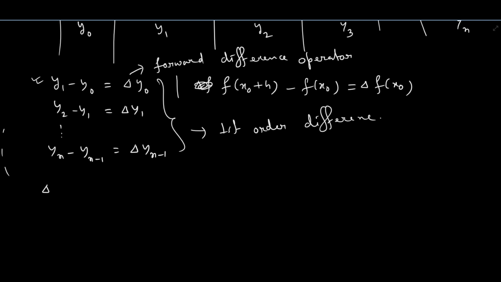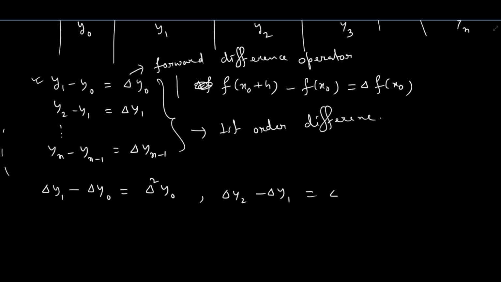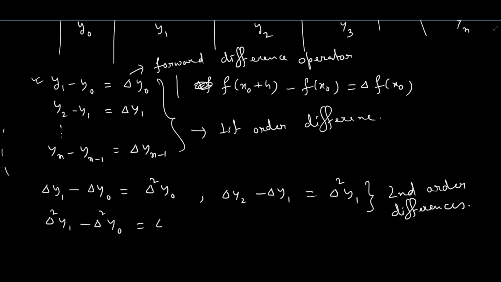Now if we take the difference of first order differences, delta y1 minus delta y naught, it will be our second order difference, denoted by delta square y naught. Similarly, delta y2 minus delta y1 will be our delta square y1. So these are second order differences. In the same way, you can find third order also. Suppose delta square y1 minus delta square y0, it will be delta cube y0. So this is the third order difference.